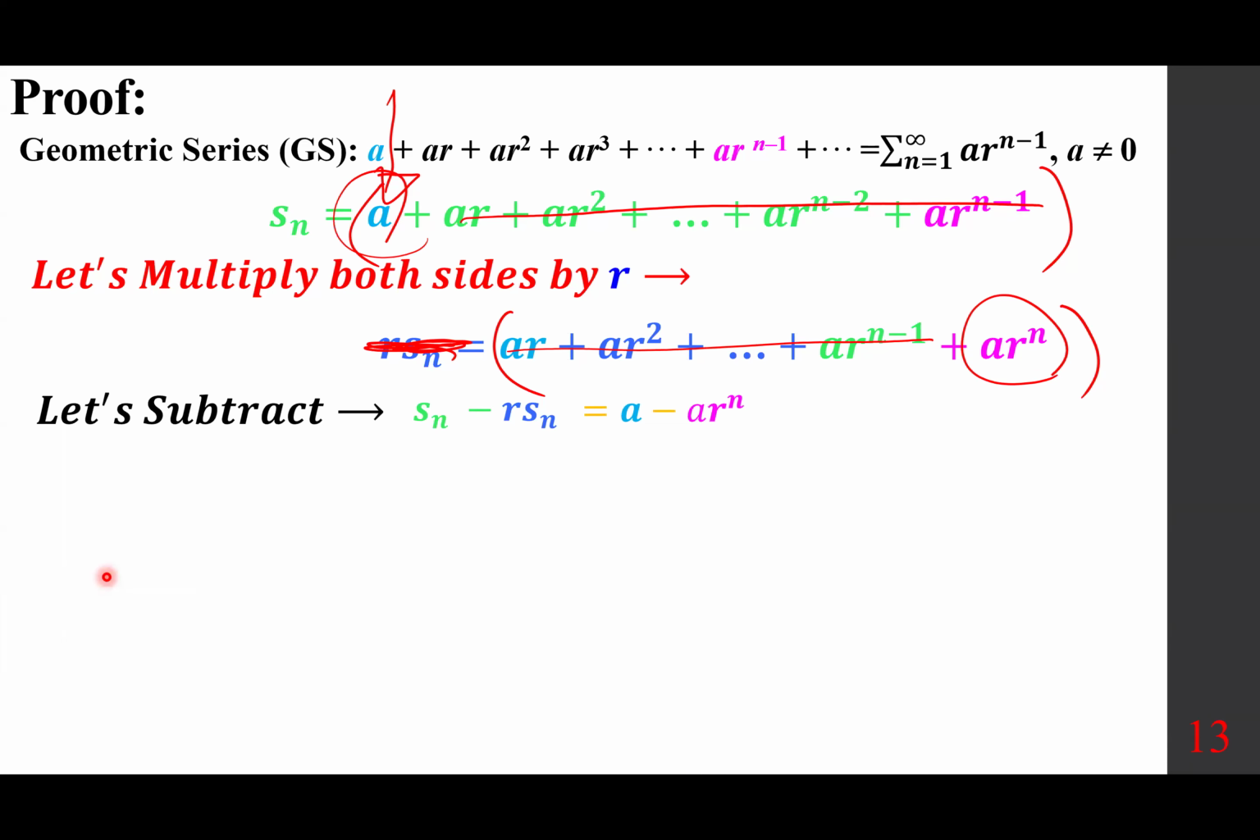On the left side, we can factor s sub n out. On the right side, we can take a out. And if we divide by 1 minus r, we get s sub n equals a times 1 minus r to the power of n over 1 minus r. So that's what we have seen.